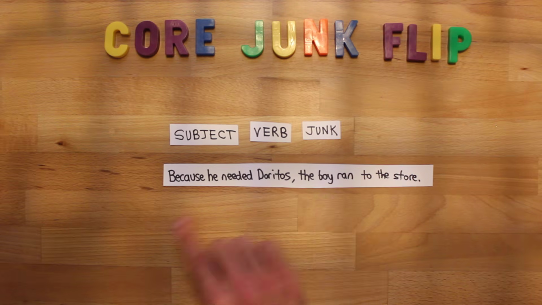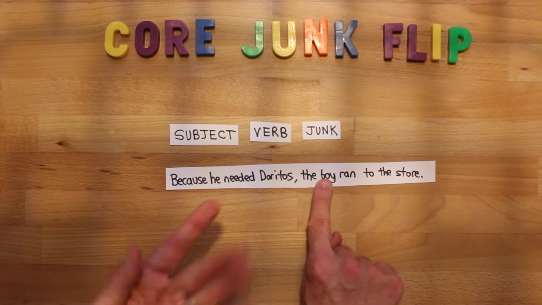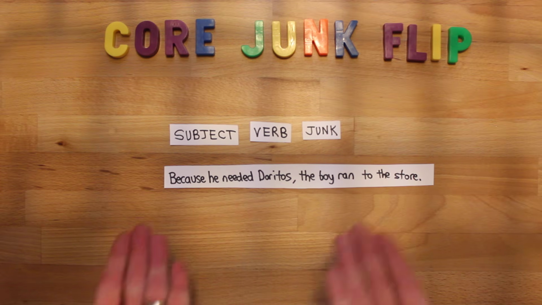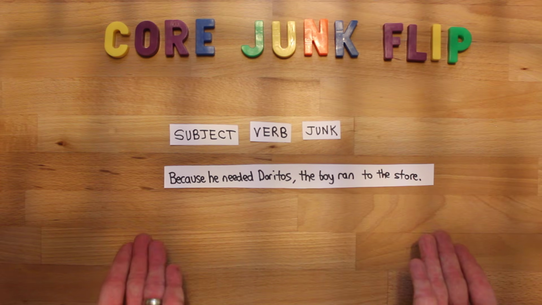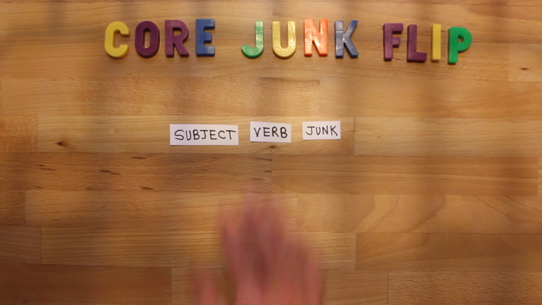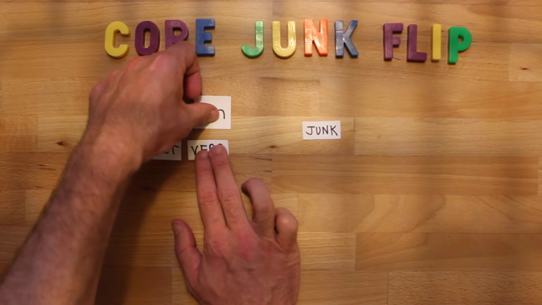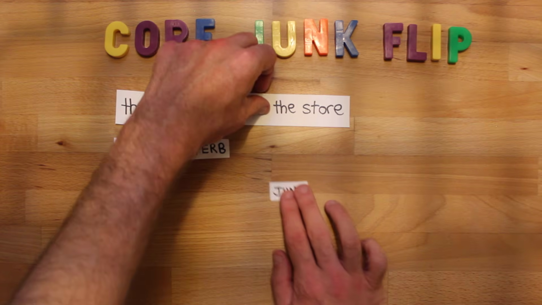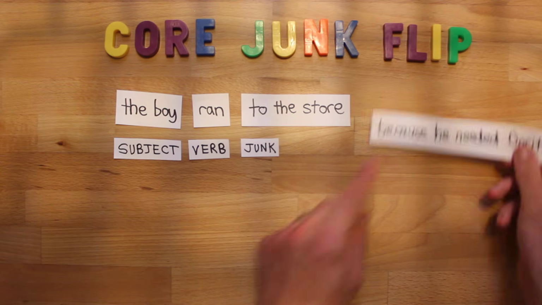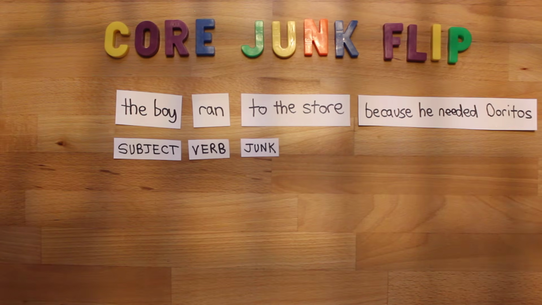So here's this sentence. Because I needed Doritos, the boy ran to the store. This is the subject of the sentence. Now, why is the subject of the sentence not at the start? Well, that's because this sentence is out of its natural order. So let's put the sentence in its natural order. The boy ran to the store because he needed Doritos. Now what you're going to see is that there's no need for a comma because everything's in its natural order. There is no need for punctuation when stuff is in its natural order.